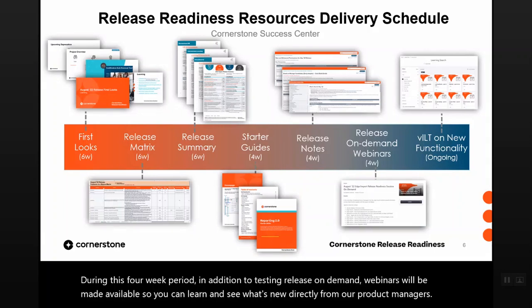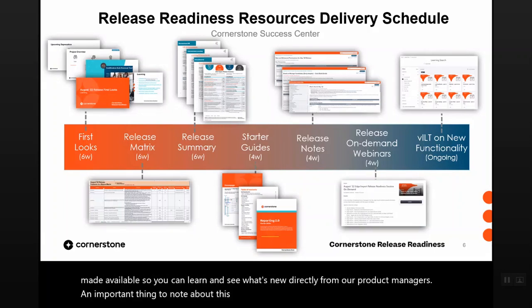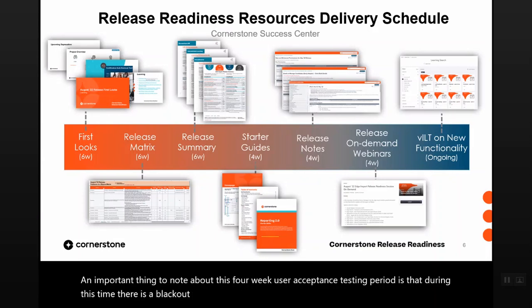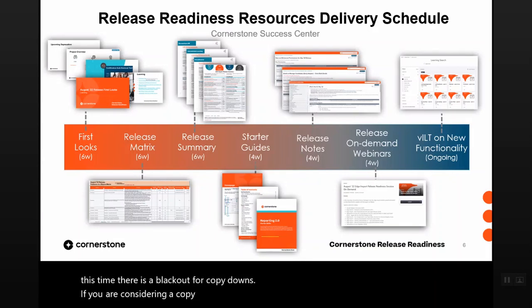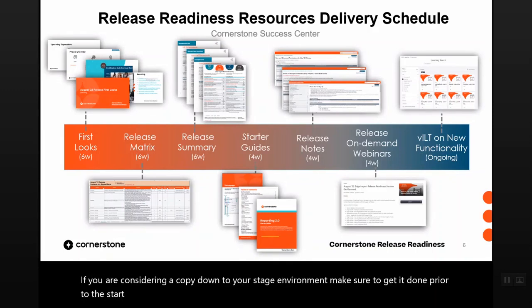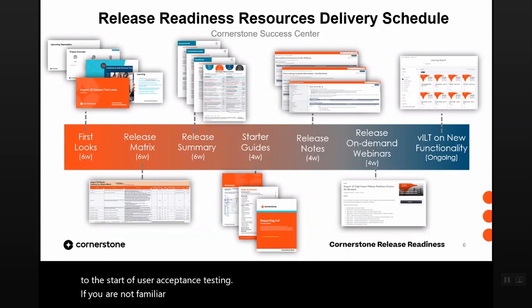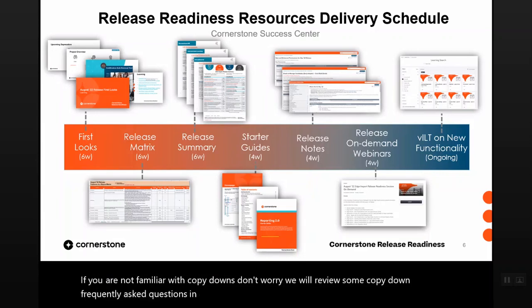An important thing to note about this 4-week user acceptance testing period is that during this time there is a blackout for copy downs. If you are considering a copy down to your stage environment, make sure to get it done prior to the start of user acceptance testing. If you are not familiar with copy downs, don't worry. We will review some copy down frequently asked questions in the next slide.